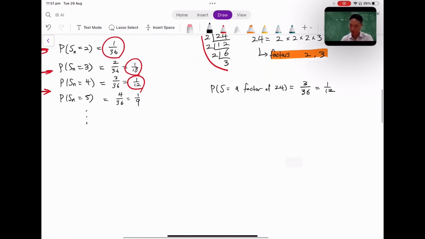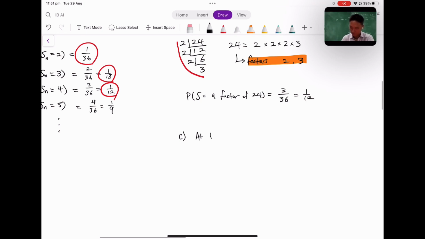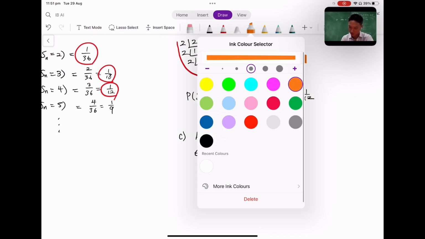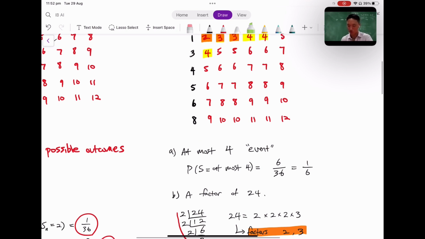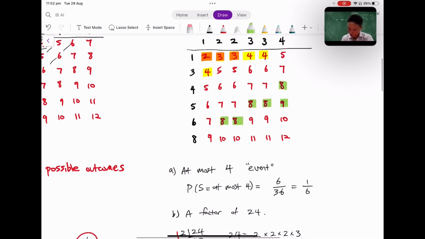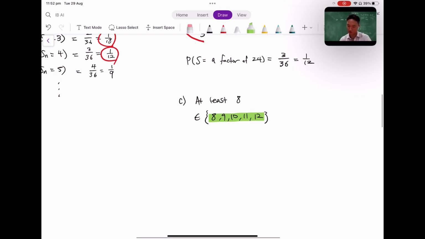Last but not least, C, which is at least 8. At least 8 means it's a set of 8 and above. And we have only up to 12, so I'll go to 12. So this event, I'm going to highlight with green, is 8 to 12. Okay, so how many are there? 1, 2, 3, 4, 5, 6, 7, 8, 9, 10, 11, 12, 13, 14, 15. There are 15 in total. So the probability of S being at least 8 is 15 out of 36. This can be simplified to 5 over 12.